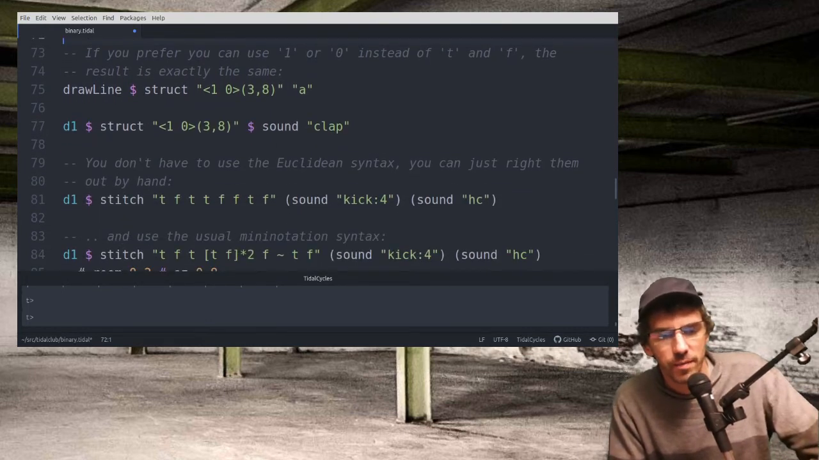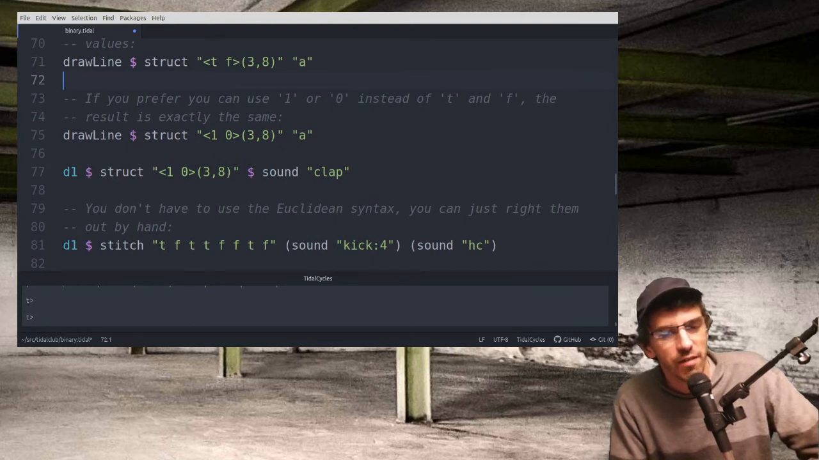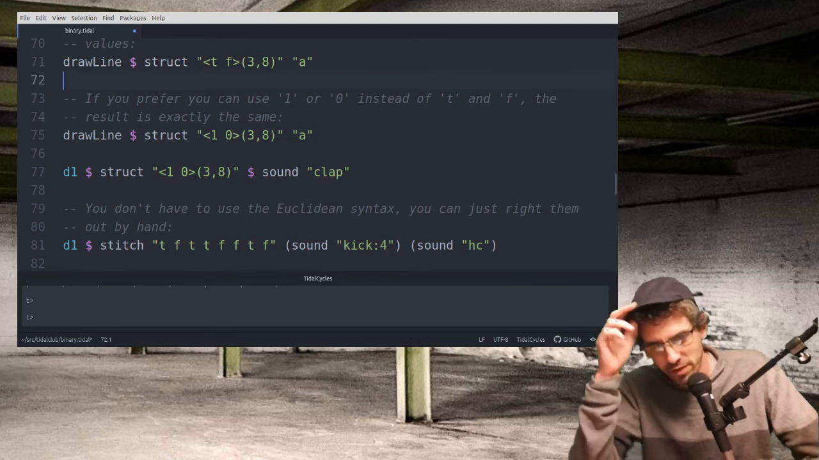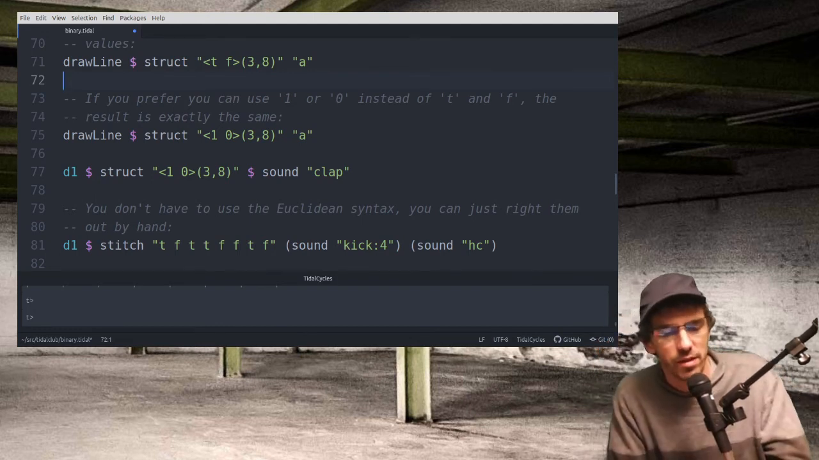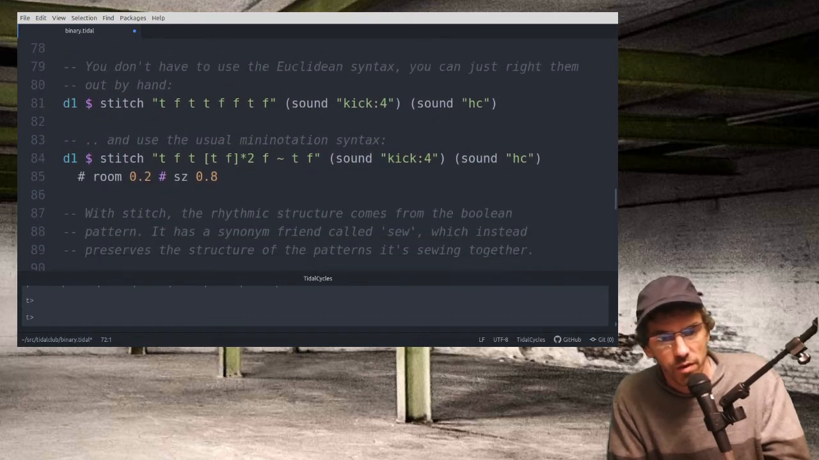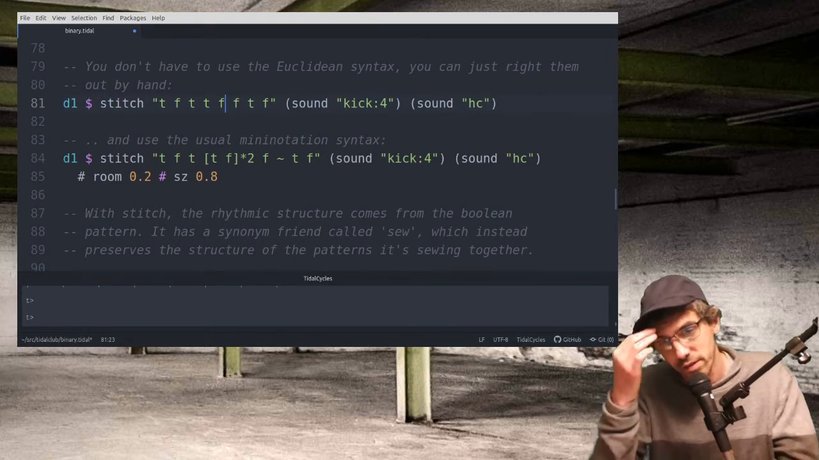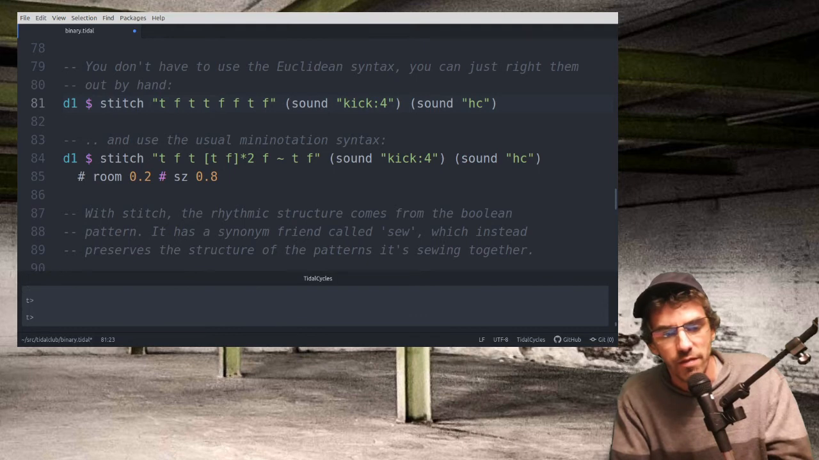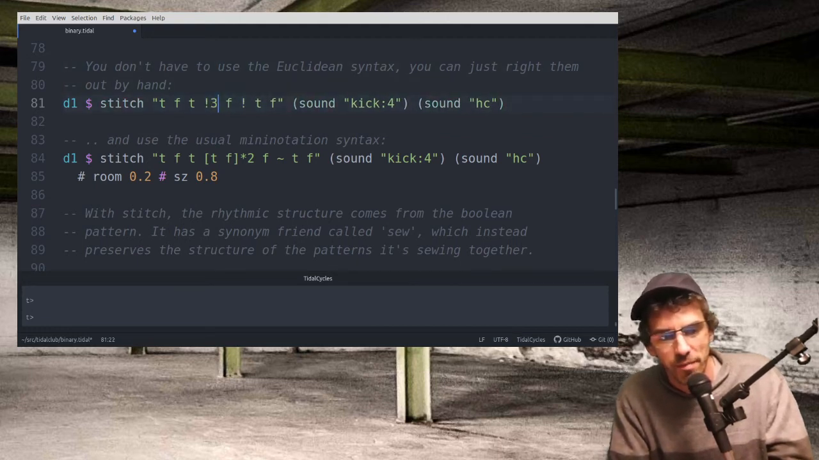Good. Oh, and you don't have to use T and F. If you prefer to use 1 and 0, then that also works exactly the same. They're just aliases, whatever you prefer. And you don't have to use Euclidean syntax either. As you saw at the start, you can just manually write out the T's and F's. And you can use the mini notation as normal. So instead of repeating the T, I might do that. Maybe repeat it more.